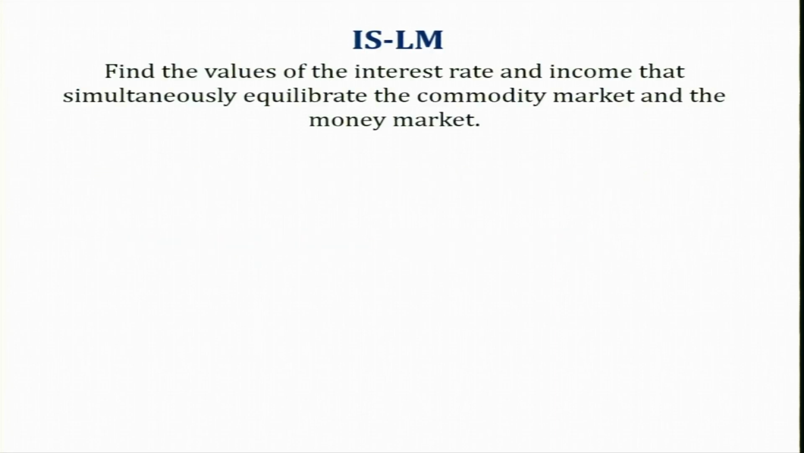First, we will discuss what the ISLM framework is all about. Then, once you are familiar with the ISLM framework, we will introduce monetary policy in the ISLM framework, and then we will see in which way, using the ISLM, it affects the aggregate demand and finally the GDP. The main objective of ISLM is to find the values of the interest rate and income that simultaneously equilibrate the commodity market and the money market.